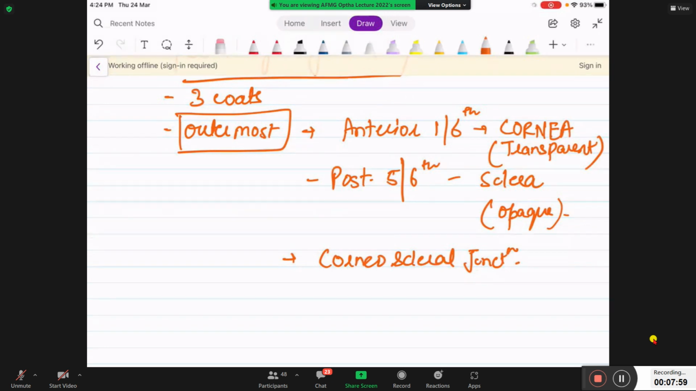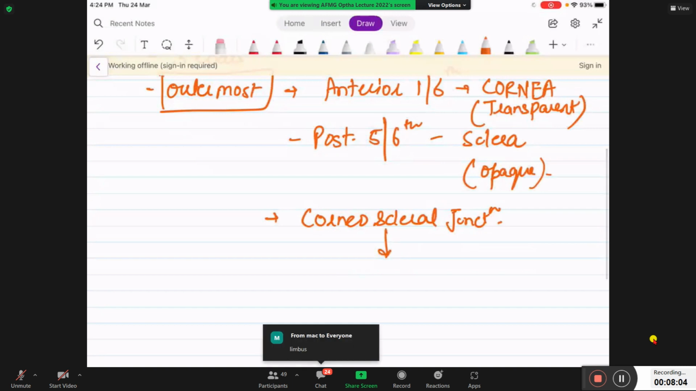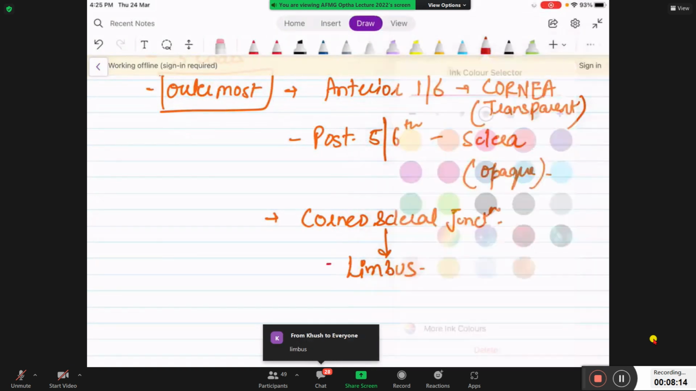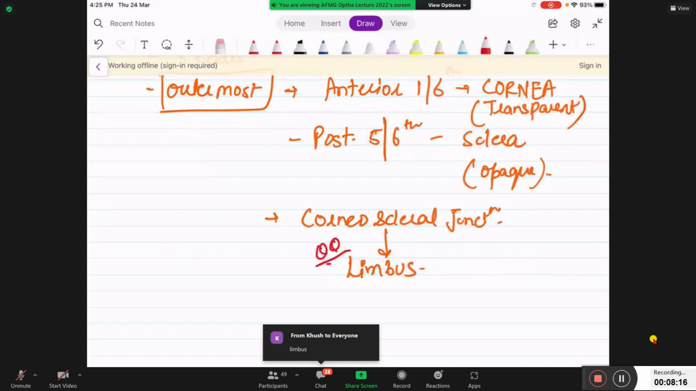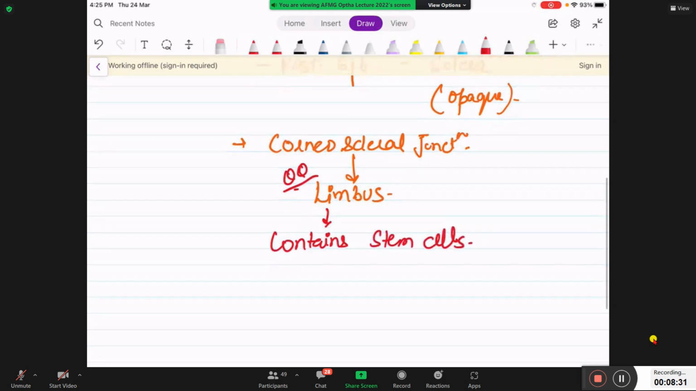Tell me what it is called. Corneoscleral junction. The name is, write down in the message, Limbus. Right? So this is Limbus, which is important from your exam point of view. This Limbus is very, very important. Now, why is Limbus important for your exam? Write down: this Limbus contains stem cells. That is why it becomes important for your exam.